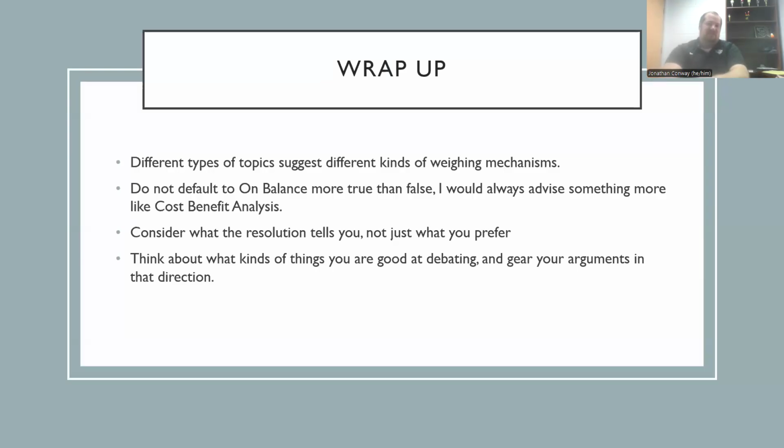So wrap up. There's different types of topics that suggest different kinds of weighing mechanisms. Do not default to on balance, more true than false. I see that so often and it bothers me. I would advise something more like cost benefit analysis. Maybe they don't offer a weighing mechanism if you're in a novice round. Maybe they offer a weird one that doesn't make sense because we're at a West Coast tournament and they say words and you're just like, those are words, but I don't know how they fit together.